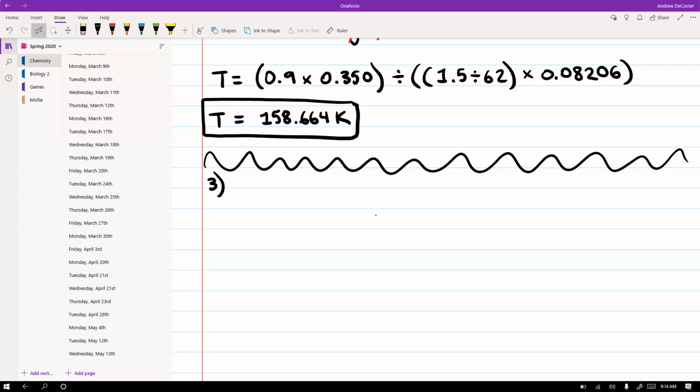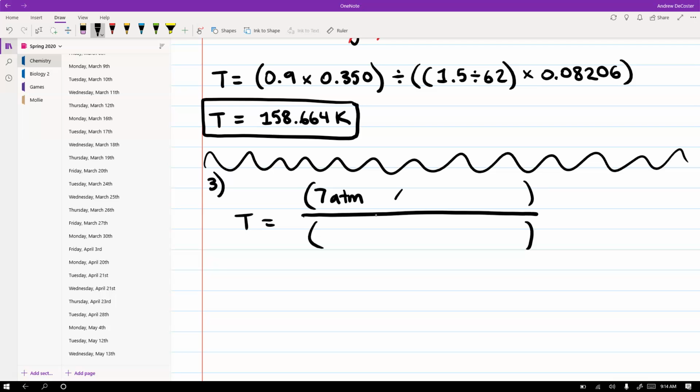All right, so temperature is equal to P times V over N times R. So P is pressure, and the pressure in the word problem for number 3 is 7 atm. I'm going to multiply that by the size of the gas, which is 975 milliliters, so that would be 0.975 liters. All right.